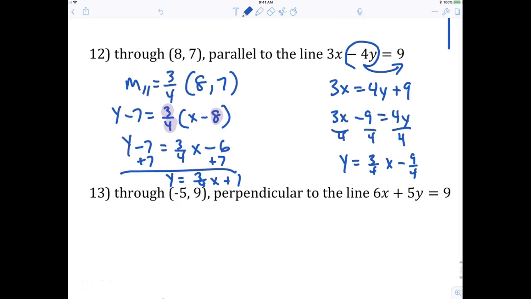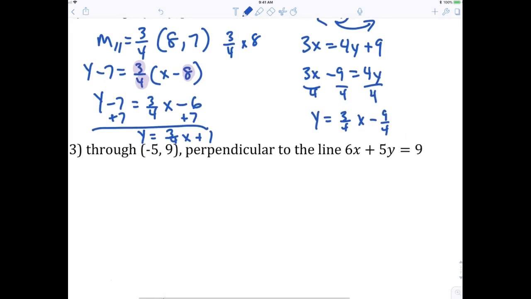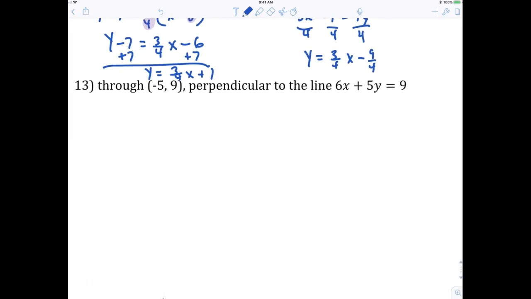What? Come on. Because I did 3/4 times 8. That's all I did. Multiply 3/4 times 8. All right, here we go. Yes. All right, now I'm going to do perpendicular. 5y equals negative 6x plus 9. Y equals negative 6/5 x plus 9/5.